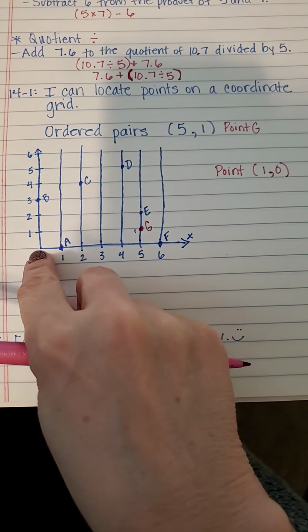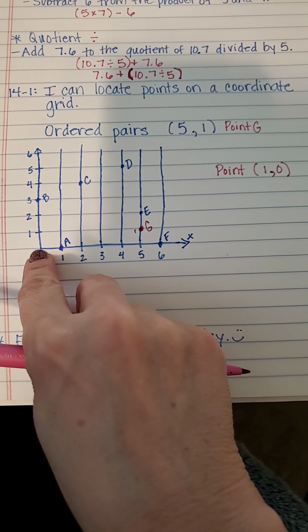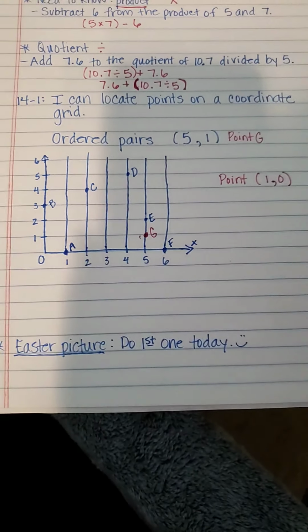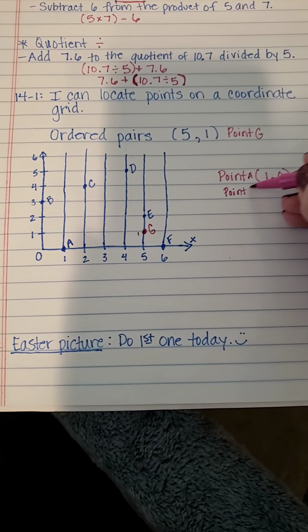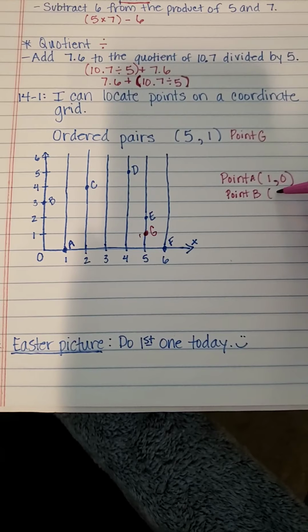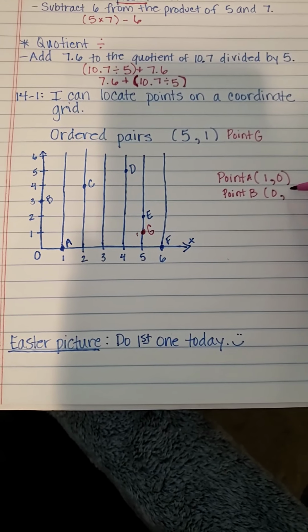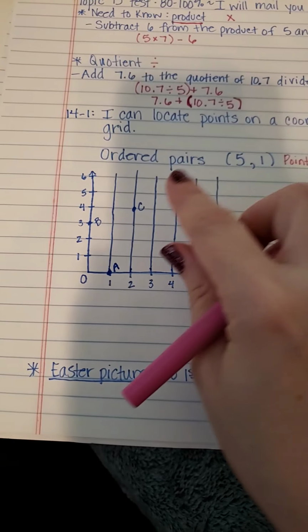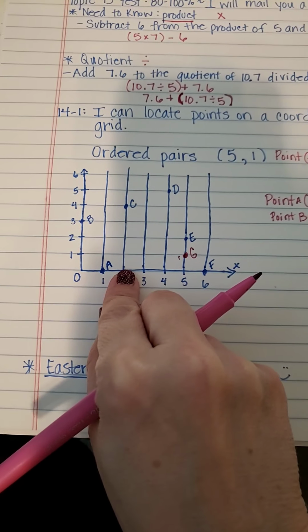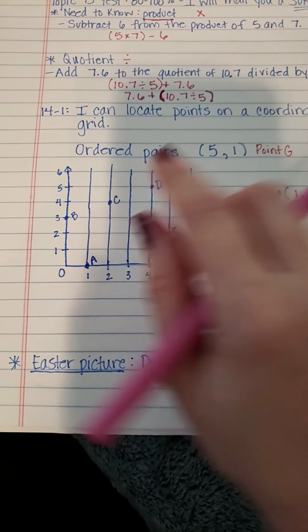Point B, now look at this one, we're going to go over 0, up 3. Oh, I didn't put the A there. So point B is going to be over 0, up 3. What would point C be? Over 2, up 4.